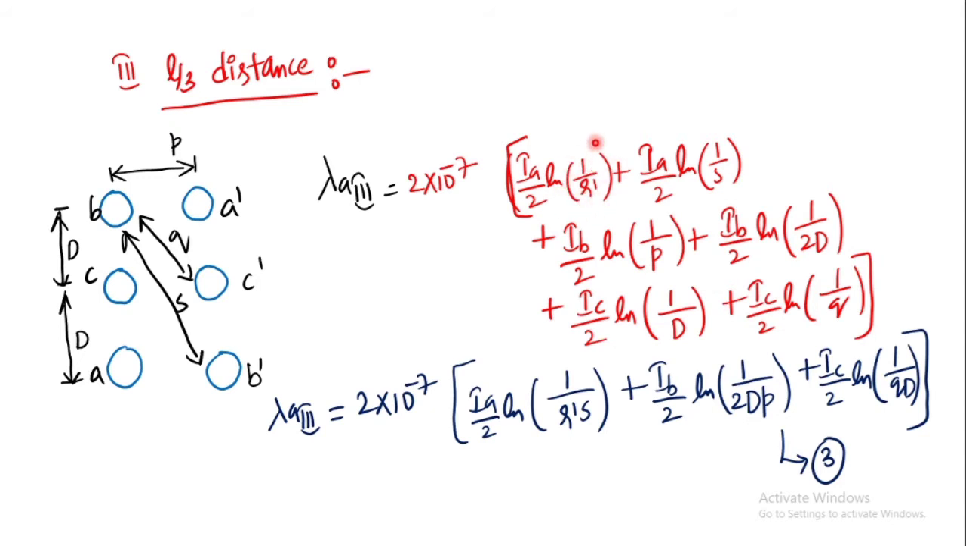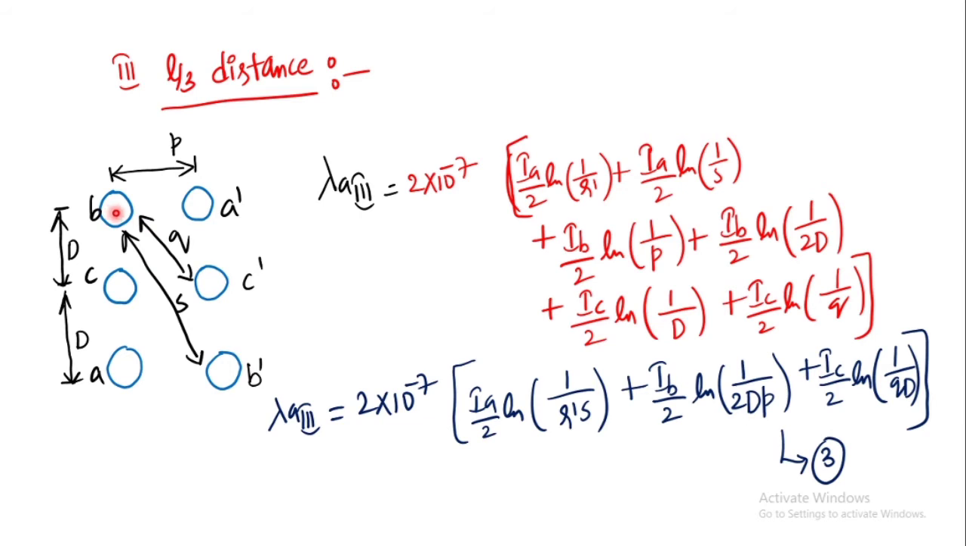Now, what is the distance from A dash to A? See, when this D and this P, horizontal distance and the vertical distances are not changing, then the distance between B to B dash, here in this diagram, is the same as the distance between A to A dash. Now, what is the distance between B to B dash? S. So, the distance between A to A dash will also be S. Hence, I can write IA by 2 into ln of 1 by S plus IB by 2 into ln of 1 by P, because B to A dash.